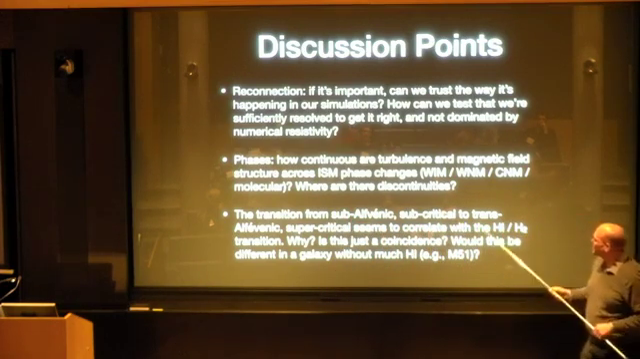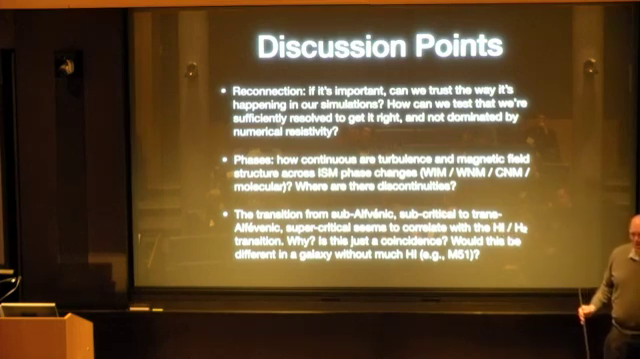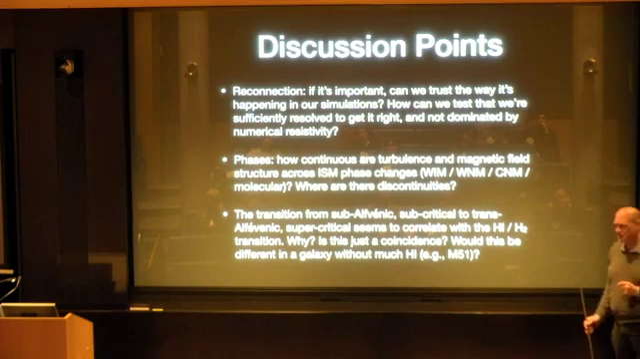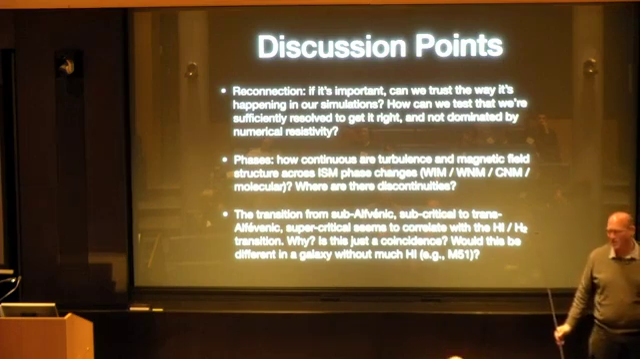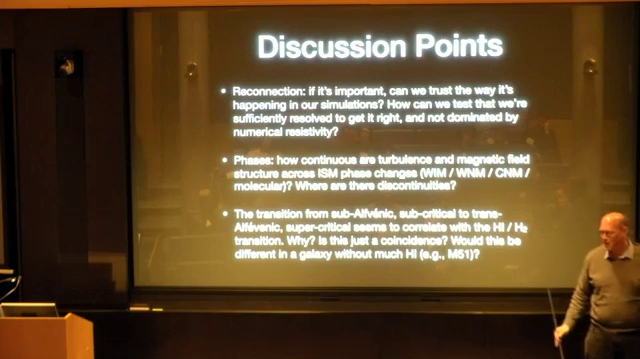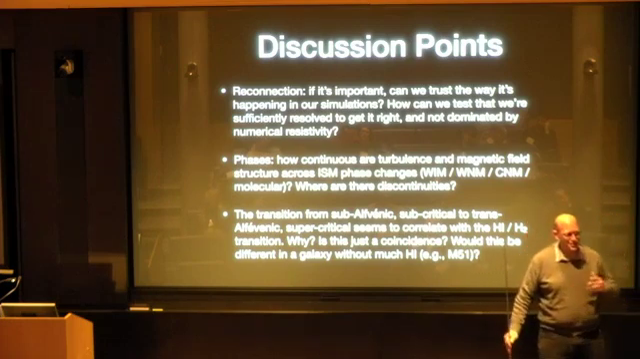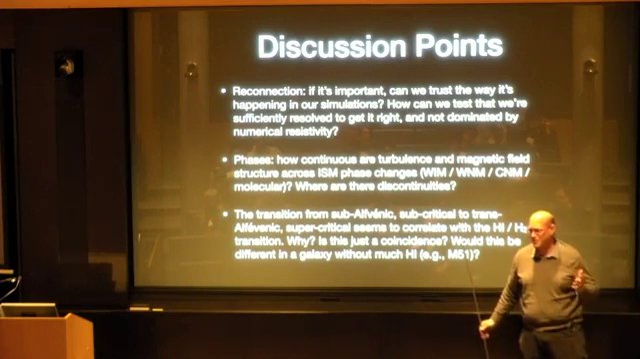All right, so the first one, a bunch of talks talked about reconnection and turbulent reconnection and its potential importance in star formation and other astrophysical contexts, and one thing that makes me nervous is, in our simulations, we know how reconnection happens. It happens by numerical crap, right? In our simulations, reconnection happens because we're doing simulations that have numerical resistivity, and that's how it happens.